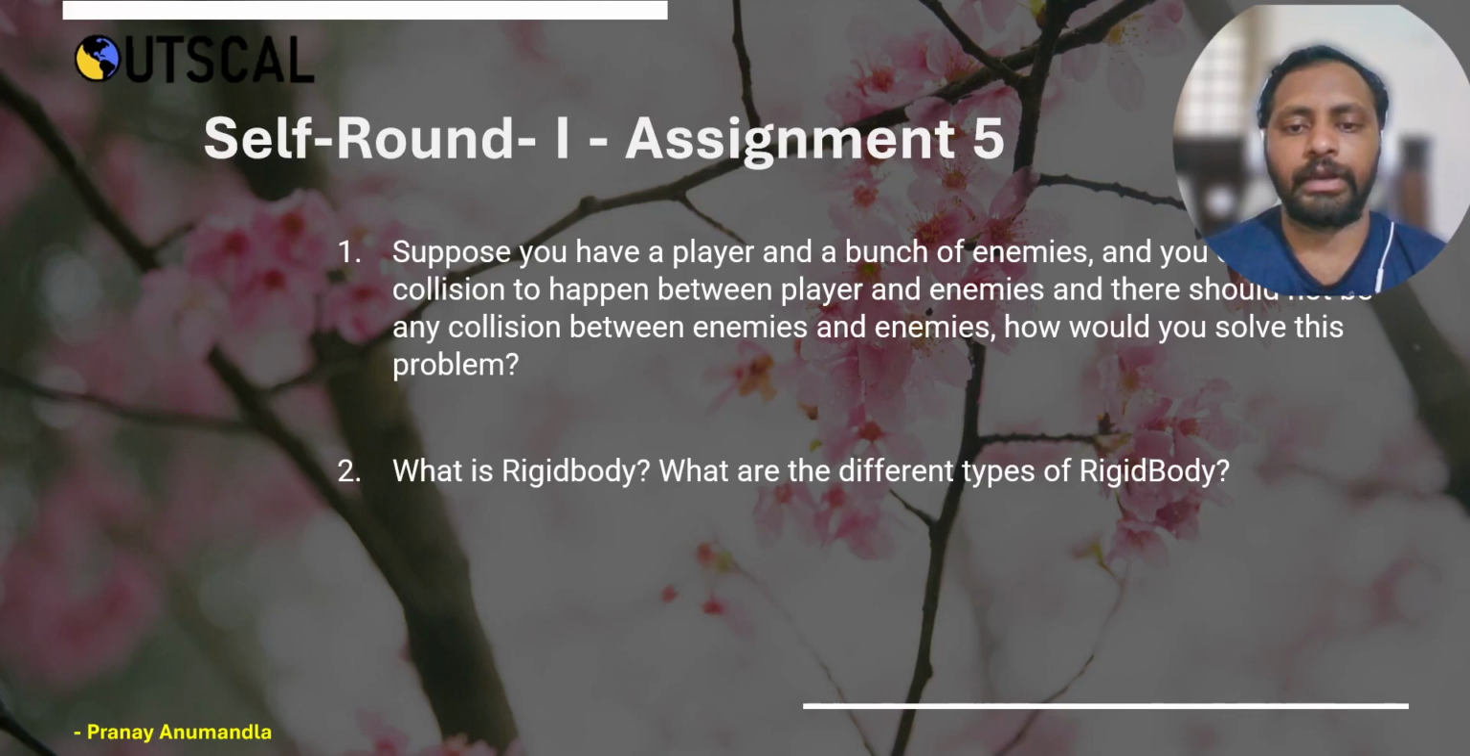Suppose you have a player and a bunch of enemies and you only want the collision to happen between player and enemy. There should not be any collision between enemies and enemies. How do you solve this problem? Next, what is rigid body and what are the different types of rigid bodies?